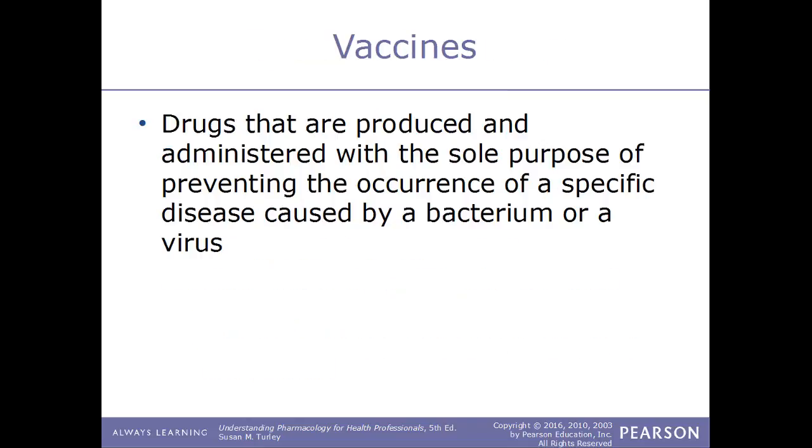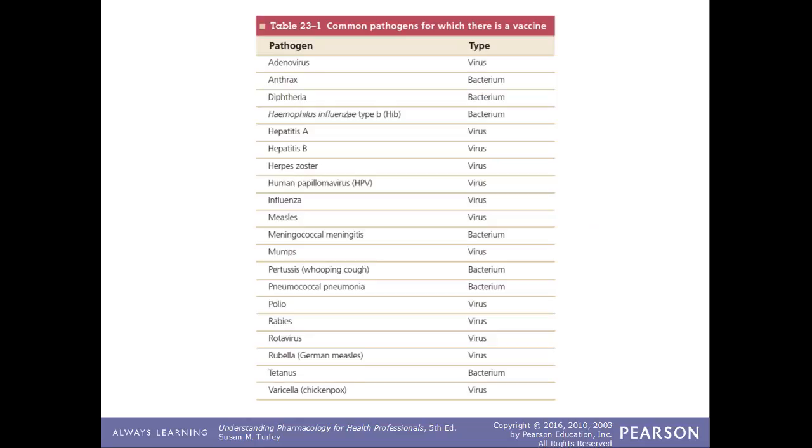All right, now we'll move on and talk about vaccines. Now, vaccines are drugs that are produced and administered for the sole purpose of preventing the occurrence of a specific disease caused by a bacterium or a virus. All right, on this table we have a list of some very common pathogens for which there is a currently developed vaccine. Examples such as anthrax, diphtheria, hepatitis A and B, herpes, measles, mumps, polio, tetanus. So all these very, very common pathogens and very common vaccines.